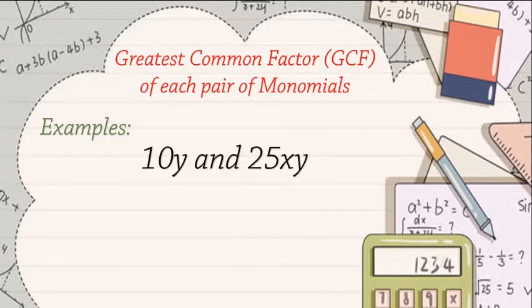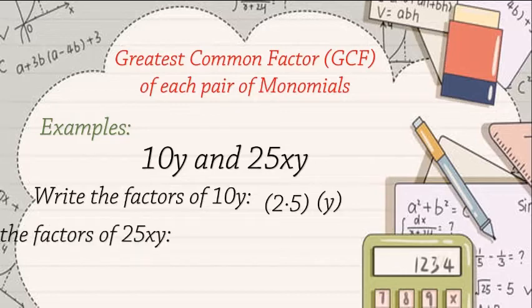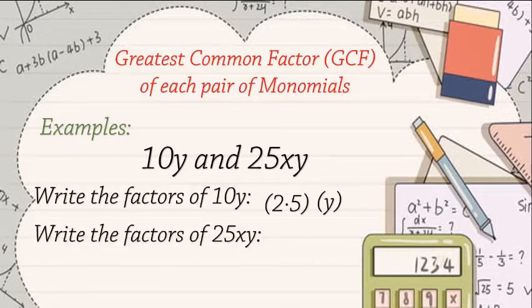Another one, let's try 10y and 25xy. Write the factors of 10y, but what is the factor of 10? It is 2 and 5, and the factors of y is still y. How about the factors of 25xy? What is the factor of 25? It is 5 multiplied by 5. And the factors of x is still x, and the factor of y is still y.